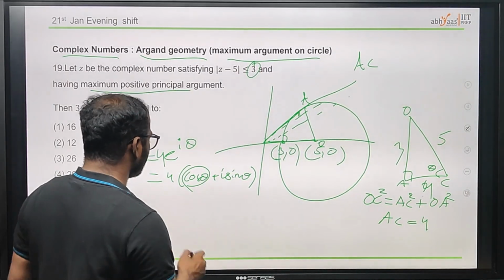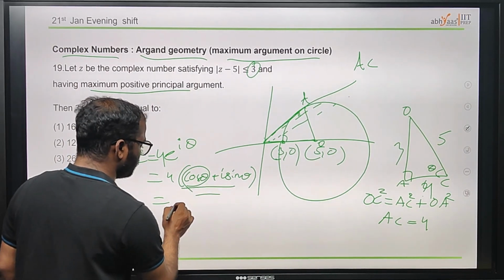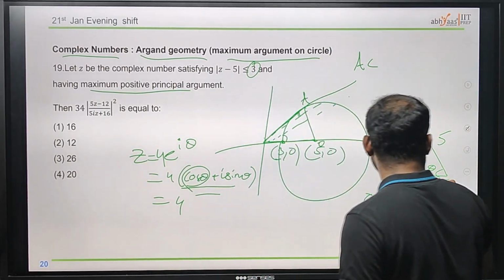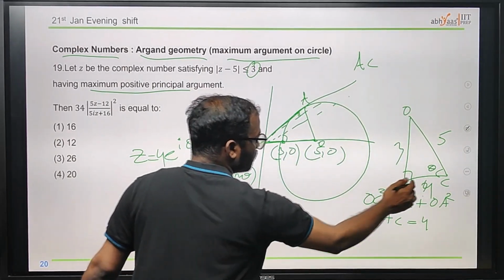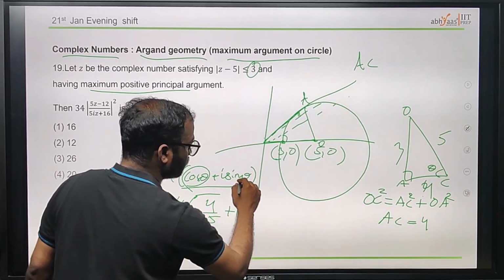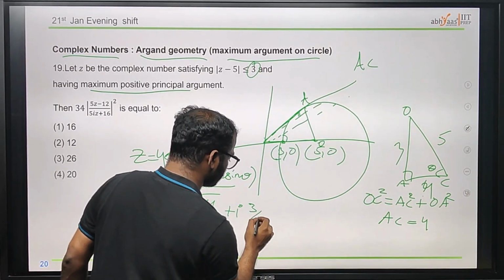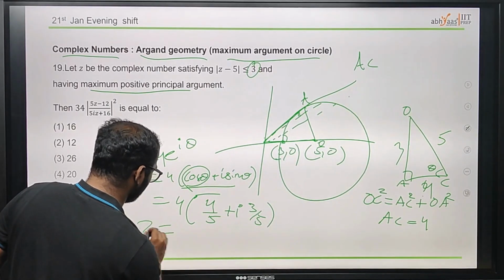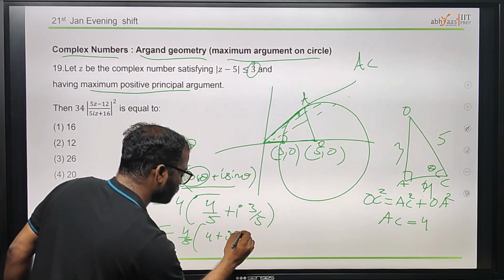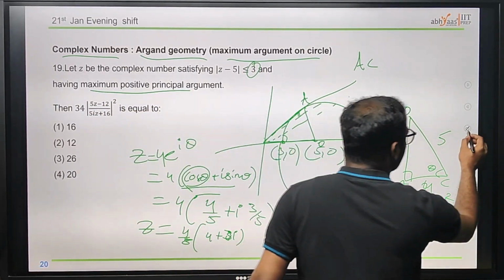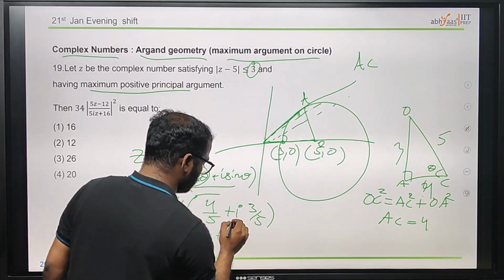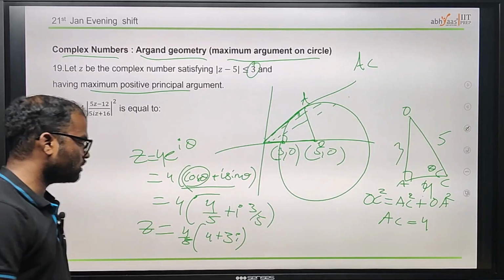Next we can easily find the cos value, just substitute. Cos θ is adjacent by hypotenuse, so this will be 4 by 5, plus i sin θ will be 3 by 5. That's how we got the z value: 4 by 5, 4 plus 3i. Now we got the 4 plus 3i.